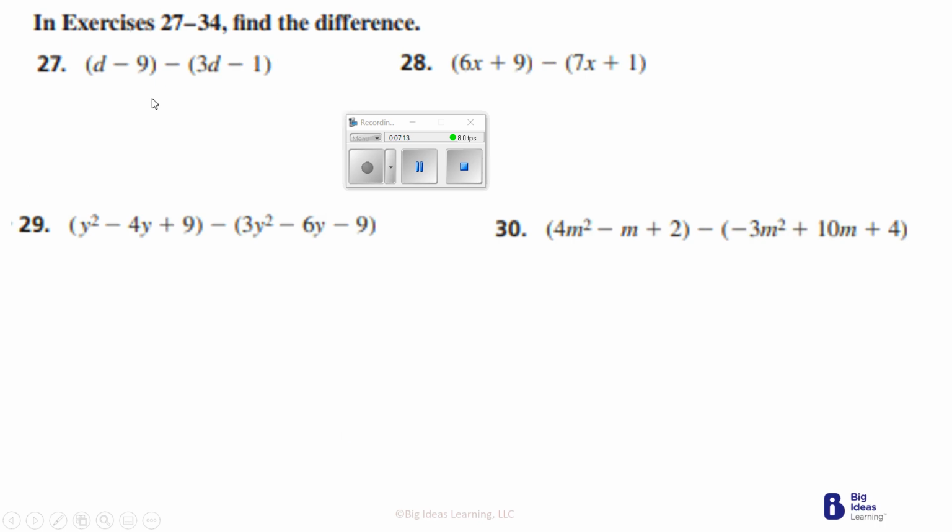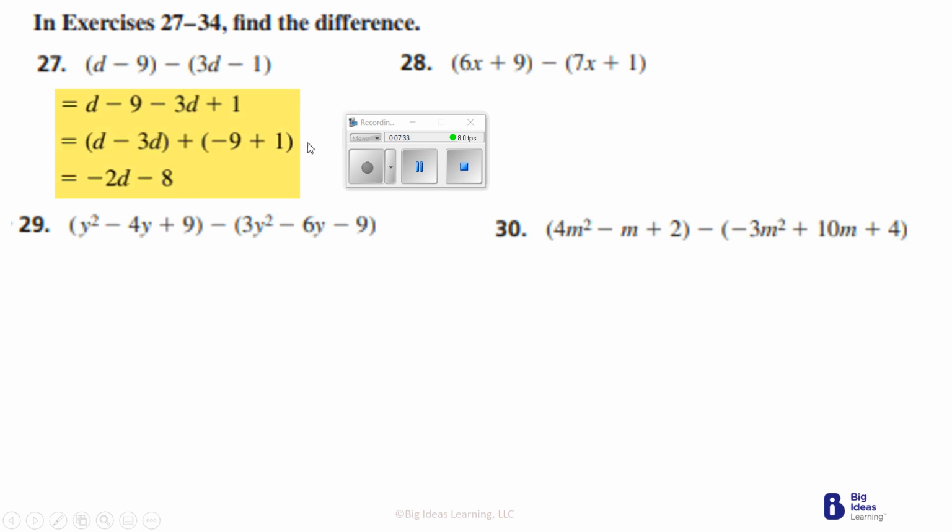Now it says find the difference. This time we have a subtraction sign in between, which means all these signs are going to be the opposite. So this would be a negative 3d. Negative 3d plus d will give us a negative 2d. And negative 9 plus 1 will give us 8, or negative 8, excuse me. So we should have negative 2d minus 8.